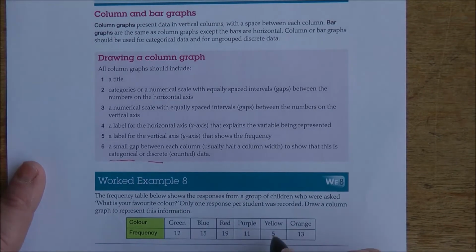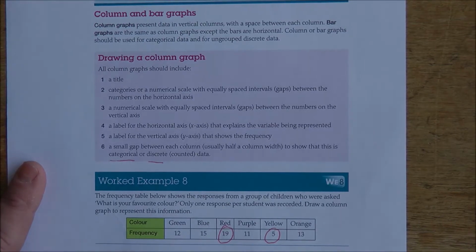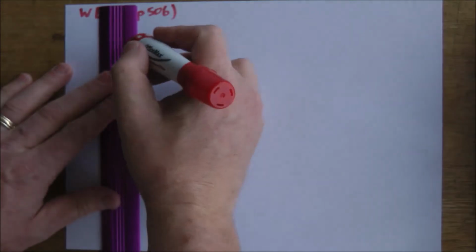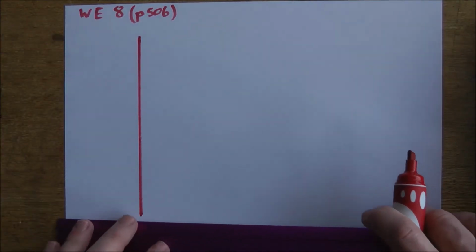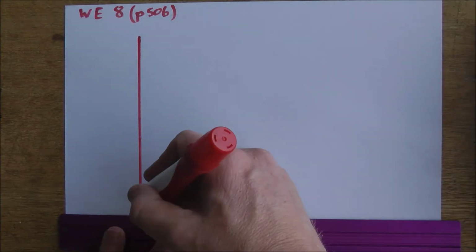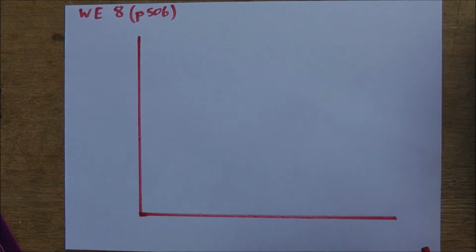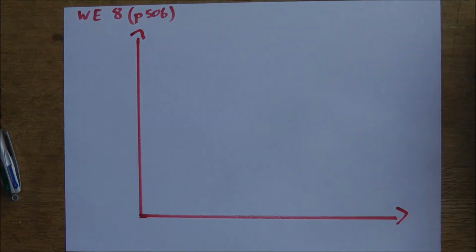Alright, what's my lowest number? 5. My biggest number, 19. So I'm going to need a scale that runs up, the frequency's got to run up to beyond 19. Let's have a look at how we do that. Okay, so because I'm going to draw a graph, I'll try and make it neat. Rule my lines. Like this. The graph will continue.